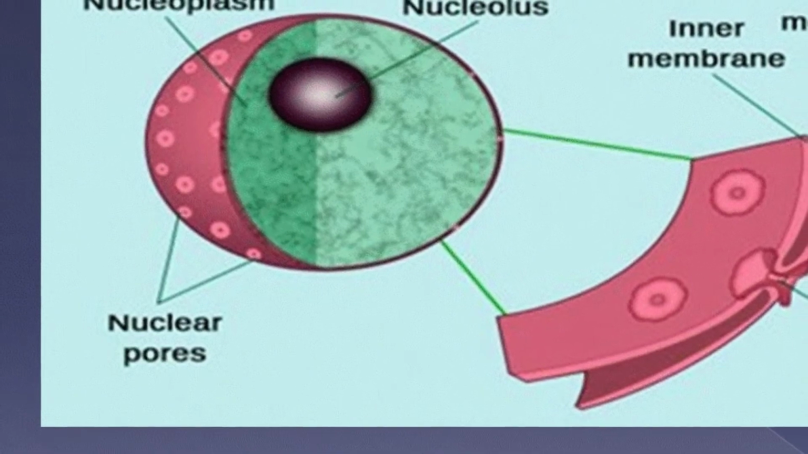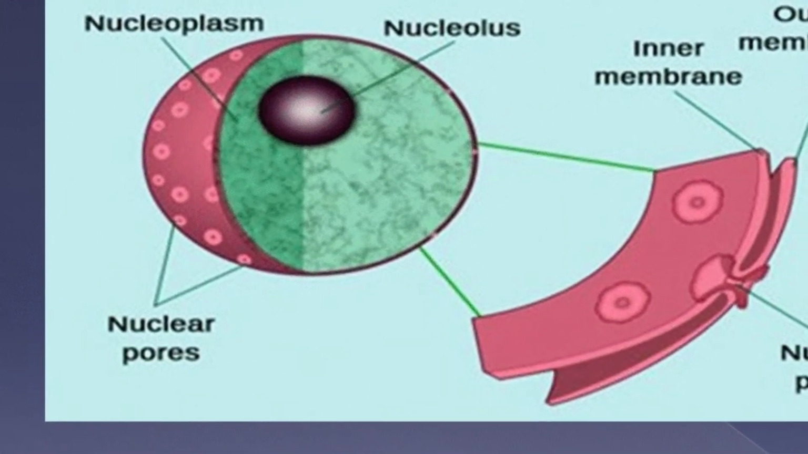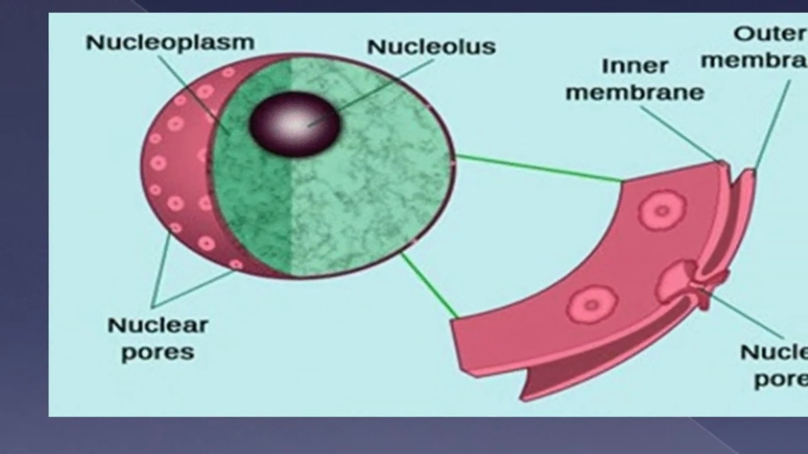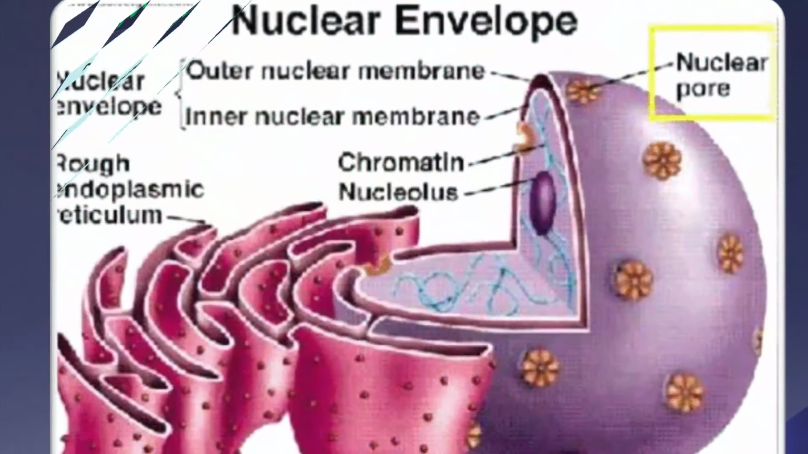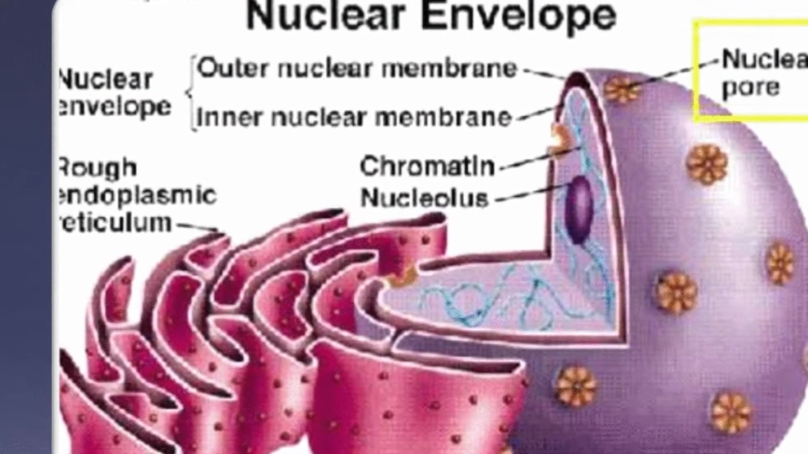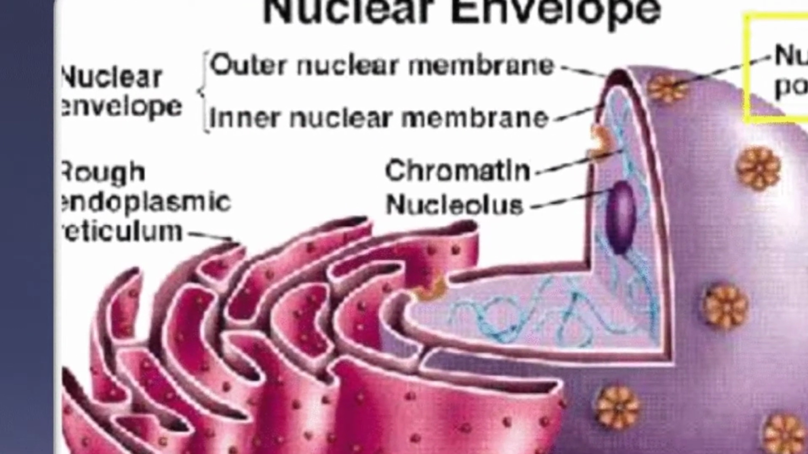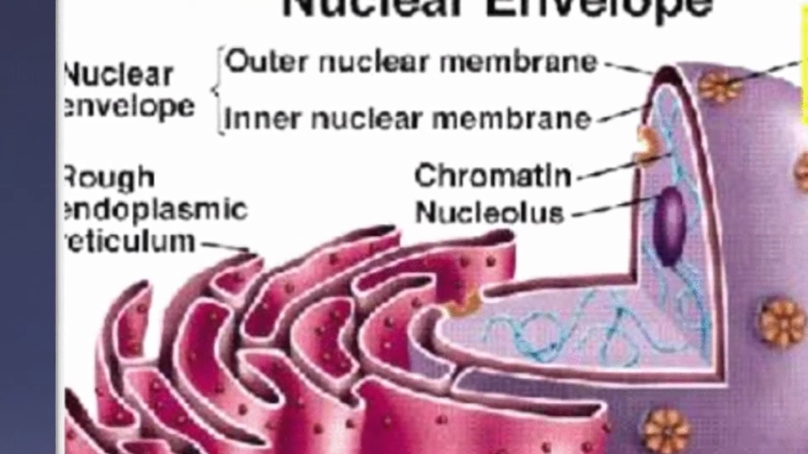This image clearly depicts the nuclear envelope. It's a double-layered structure, and we can clearly see the pores. Here is the structure of the nuclear envelope and the nuclear pores.